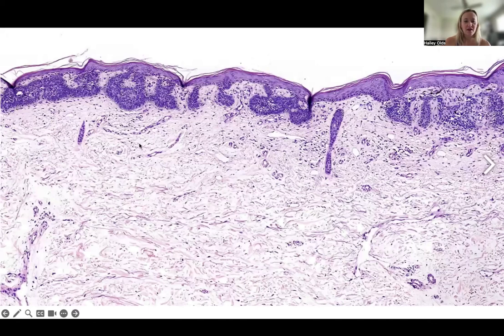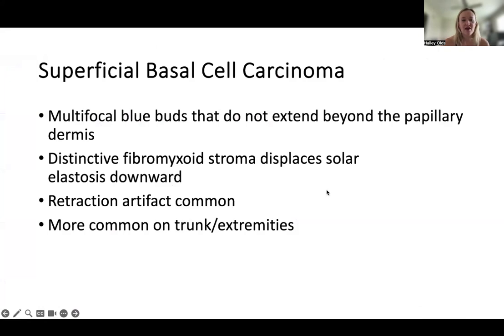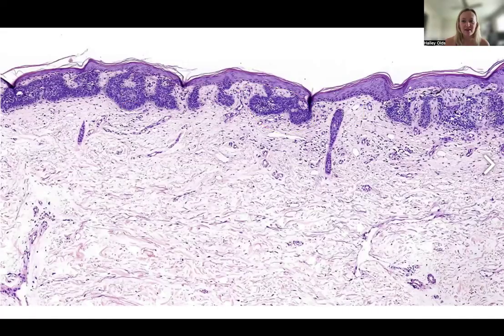Okay, so this one, we see budding of basaloid cells coming off of the epidermis with peripheral palisading, but this is pretty much limited to the papillary dermis. It's not going deeper into the reticular dermis. So this is superficial basal cell carcinoma. And you also see distinctive fibromyxoid stroma that displaces solar elastosis downward. You can see retraction artifact, though this one doesn't really have a lot of it.